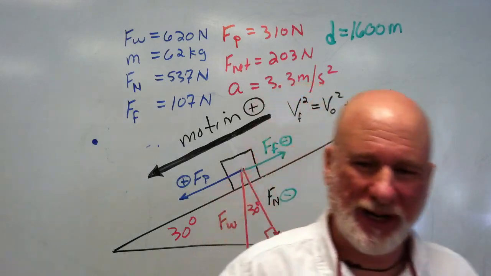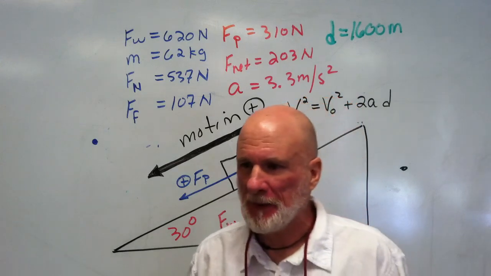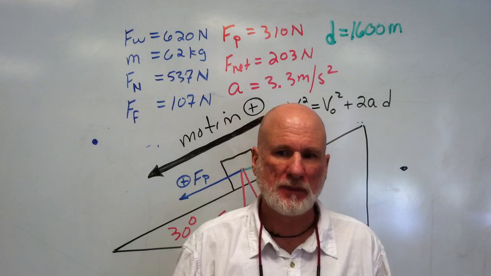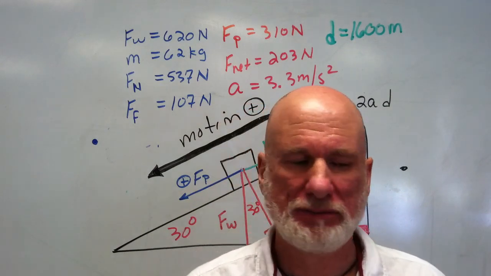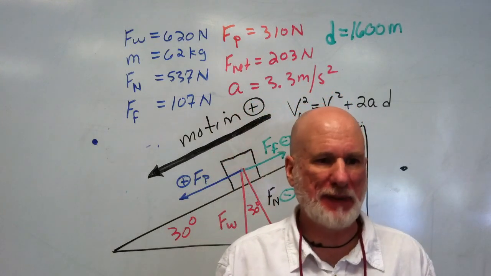Welcome back for part 3. Getting tired of this problem, are you? Well, part 3: what happens if he accelerates for 1 mile? 1,600 meters. You should go around life knowing how many meters there are in a mile.